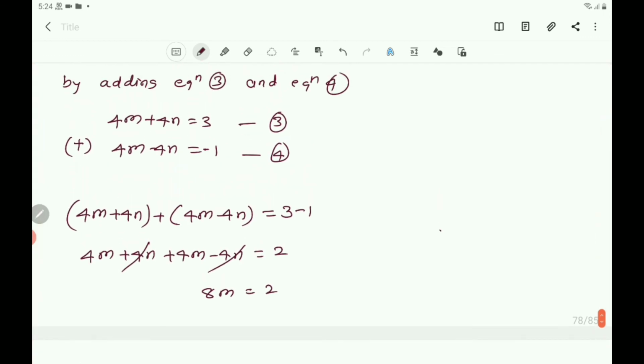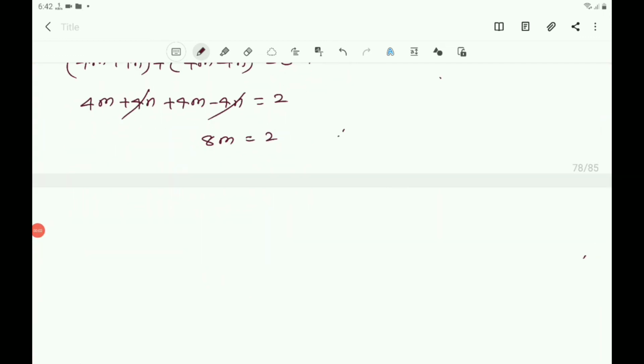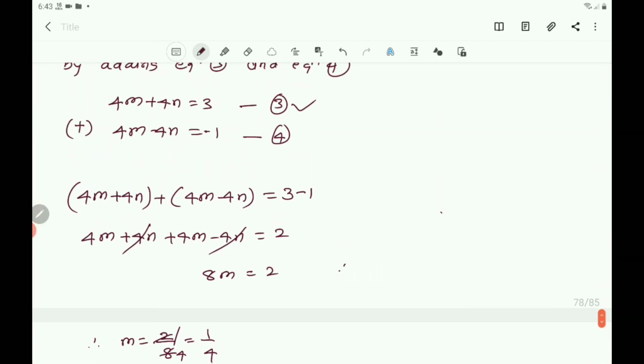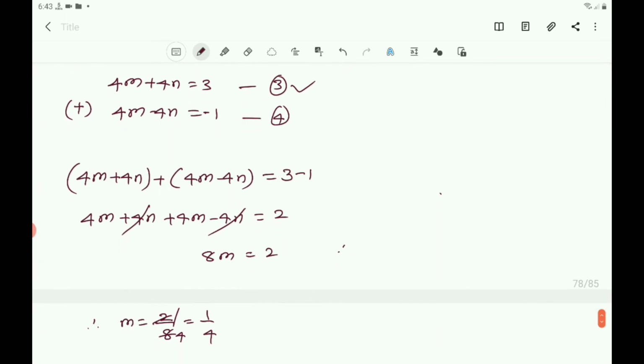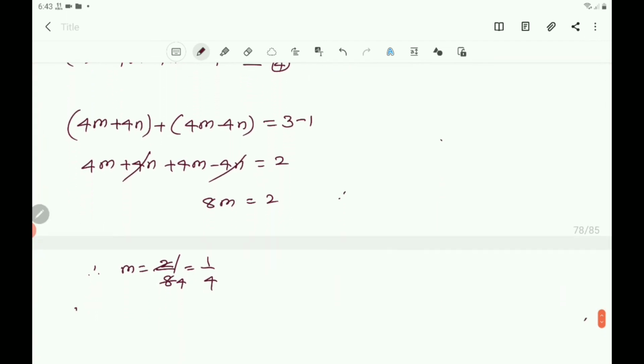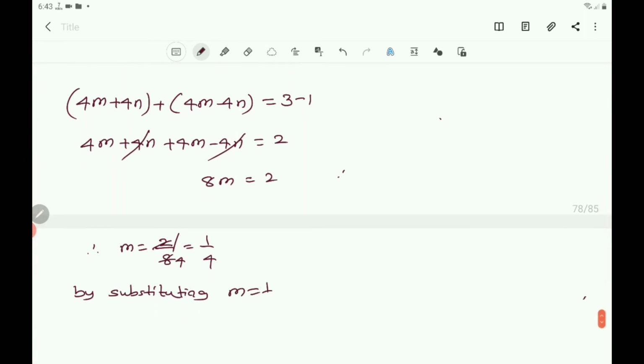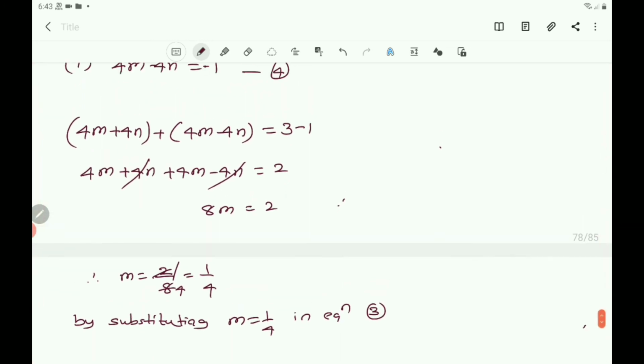Therefore you will get 8m is equals to 2. Therefore m is equals to 2 by 8. 2 1s are 2, 2 4s are 8, you got m equals 1 by 4. Now you put the value of m in the equation third or fourth. So let us take the third equation. 4m plus 4n equals 3. Right, by substituting m equals 1 by 4 in equation 3.